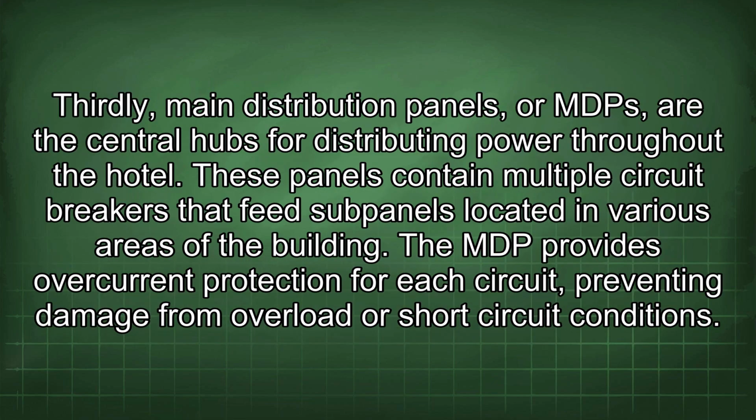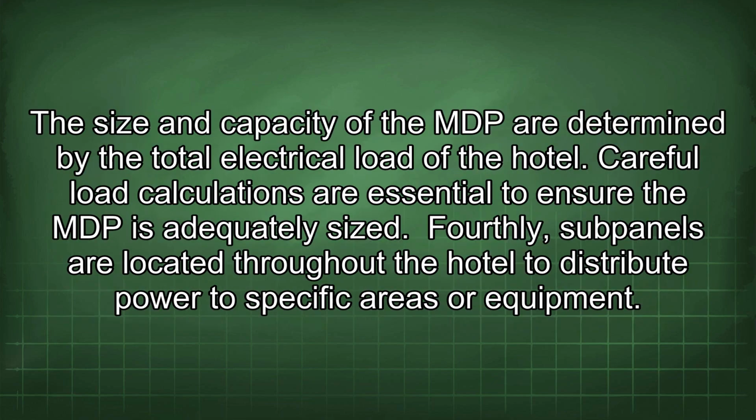Thirdly, main distribution panels, or MDPs, are the central hubs for distributing power throughout the hotel. These panels contain multiple circuit breakers that feed subpanels located in various areas of the building. The MDP provides overcurrent protection for each circuit, preventing damage from overload or short-circuit conditions. The size and capacity of the MDP are determined by the total electrical load of the hotel. Load calculations are essential to ensure the MDP is adequately sized.